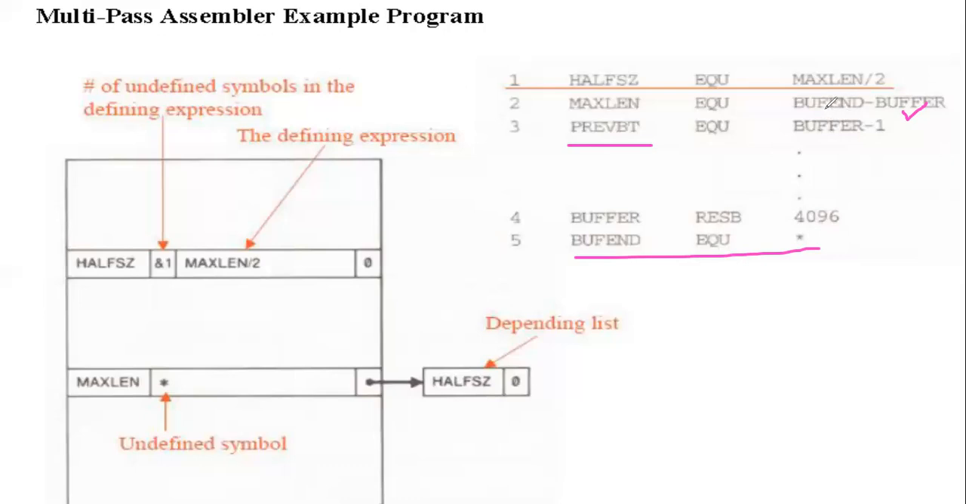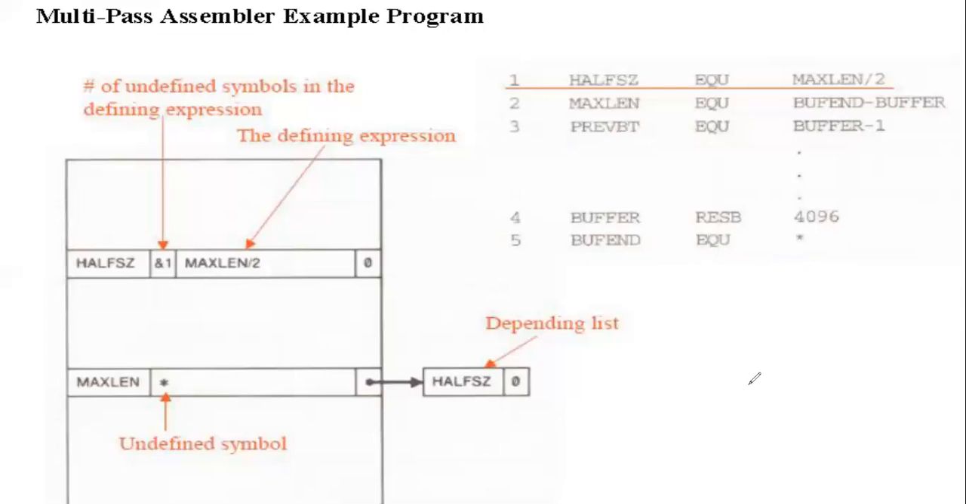If I know this, then here two things are known. Then maximum length I can easily compute. If I can compute maximum length, then I can go for computing half size. What is half size? Maximum length divided by 2 exactly. So this is how we are evaluating the program one by one. This is possible only if you are implementing a multi-pass assembler. Only then can we provide the complete information for the operands.